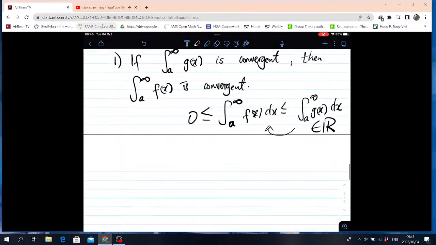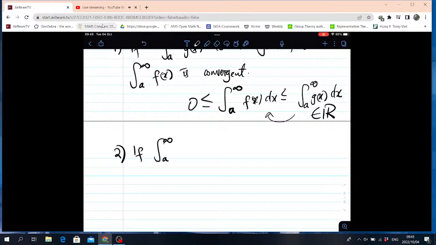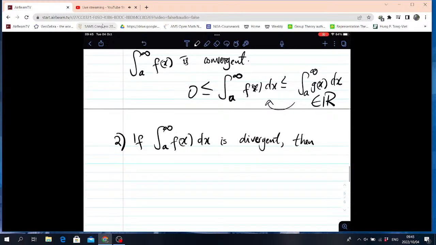Maybe elaborate more there. And then the second case is if the integral from a to infinity of f of x dx is divergent, then we will have that the integral from a to infinity of g of x should also be divergent.